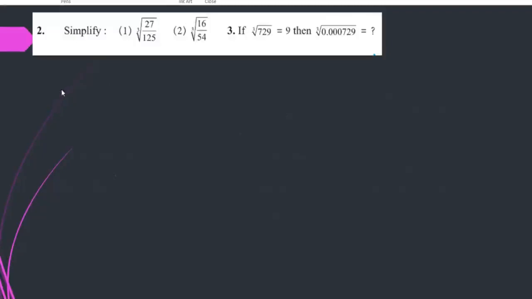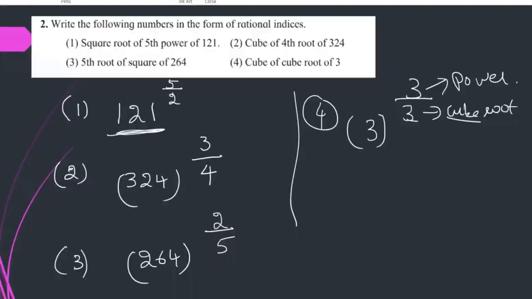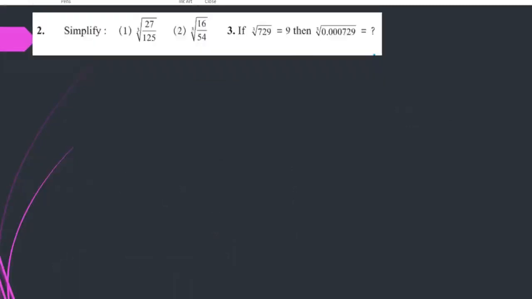Next one, I will solve the remaining sums at the last. We will see some very interesting sums. The first one. See the simplify. Simplify means what? Simplification means reducing the bigger number into a smaller one. That is the concept of simplify. Okay, let's see the first sum. So the bigger number I'm reducing to the smaller one.